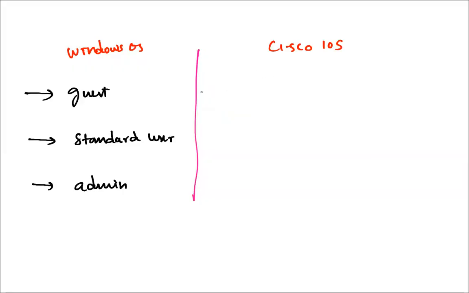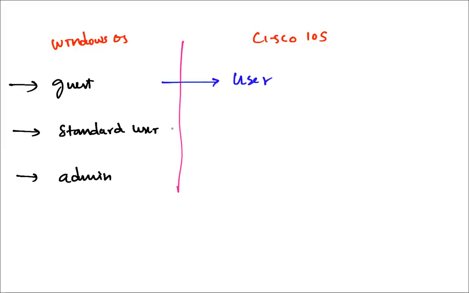Okay, so we have three privilege levels. Like guest, in Cisco IOS you have a mode called user mode. This is the least privilege level. Like how guest is a dummy account, this mode doesn't have much rights. I'll give you a few examples also. Then the standard user, like in Windows, has kind of average privilege.